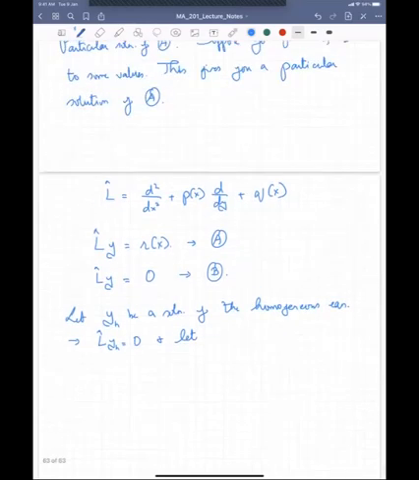Somebody's saying, shouldn't the term with P of X be d over dx and not d over dy? Oh, yes, absolutely. Thank you very much. Yeah, this is d over dx. Yes, sorry, that was a typo.